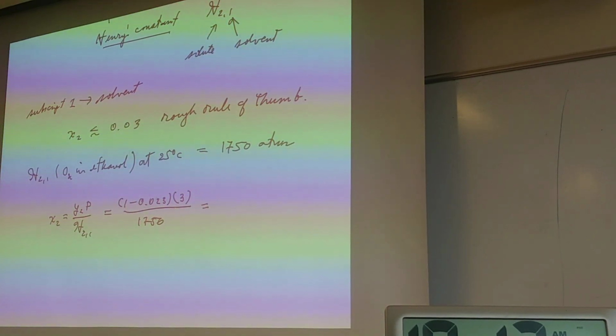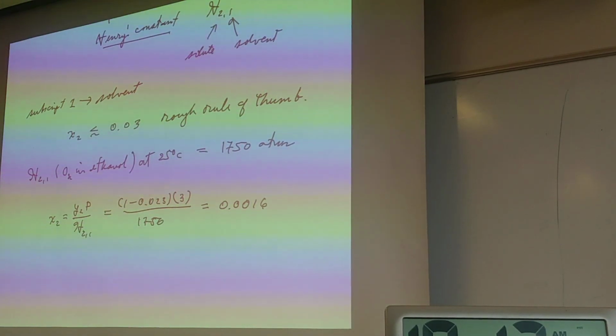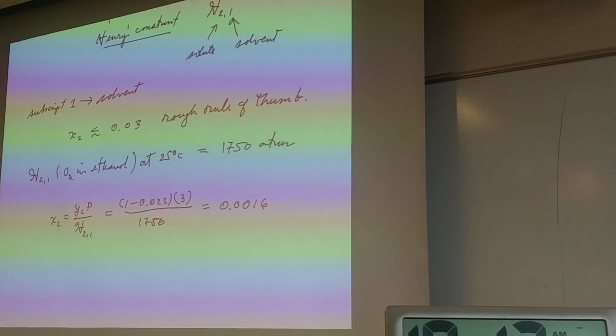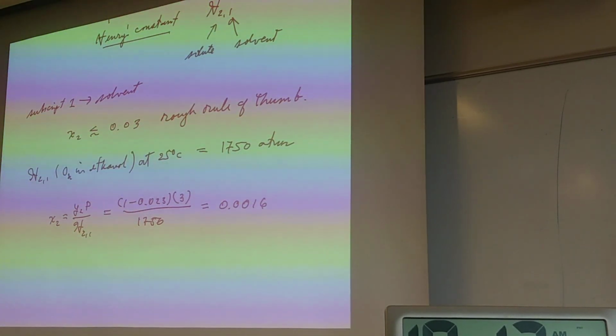So the mole fraction that I end up with is 0.0016, well within the range for validity of Henry's law. So this particular problem then is solved. And if we have access to a database for Henry's constant, we should be able to determine solubility of a variety of gases in a variety of liquids and under different conditions. Okay, so pretty straightforward.